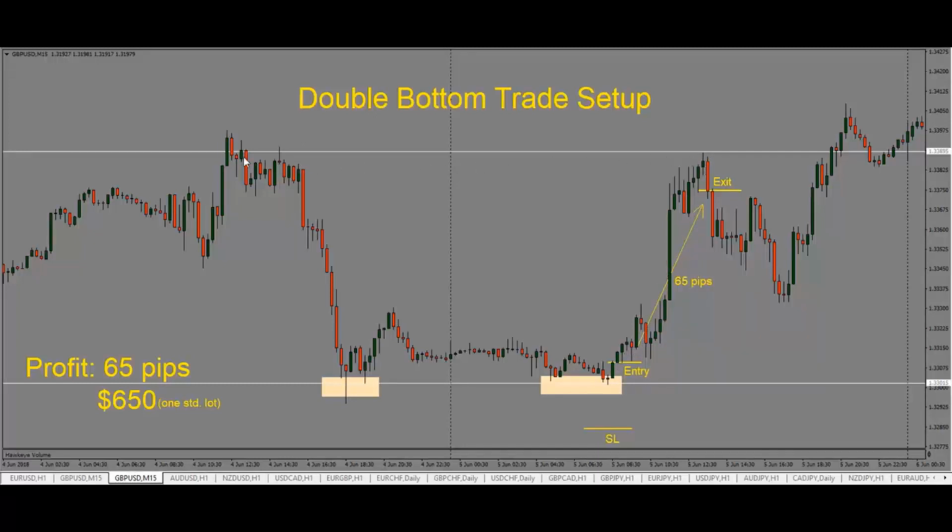And here we see that once price comes into the next support and resistance area, we see a bearish engulfing candle close. So this is a reversal signal in the opposite direction. So it's a good time for us to exit the trade.